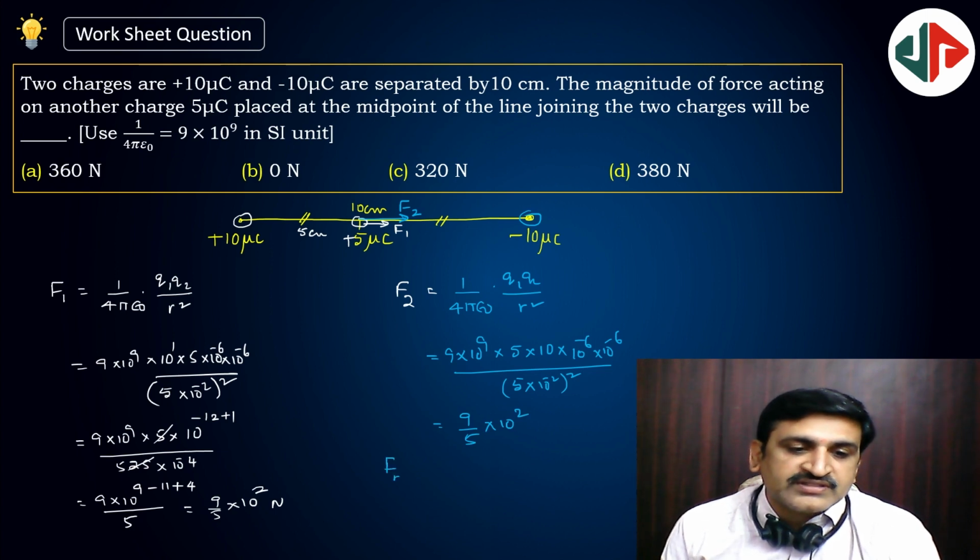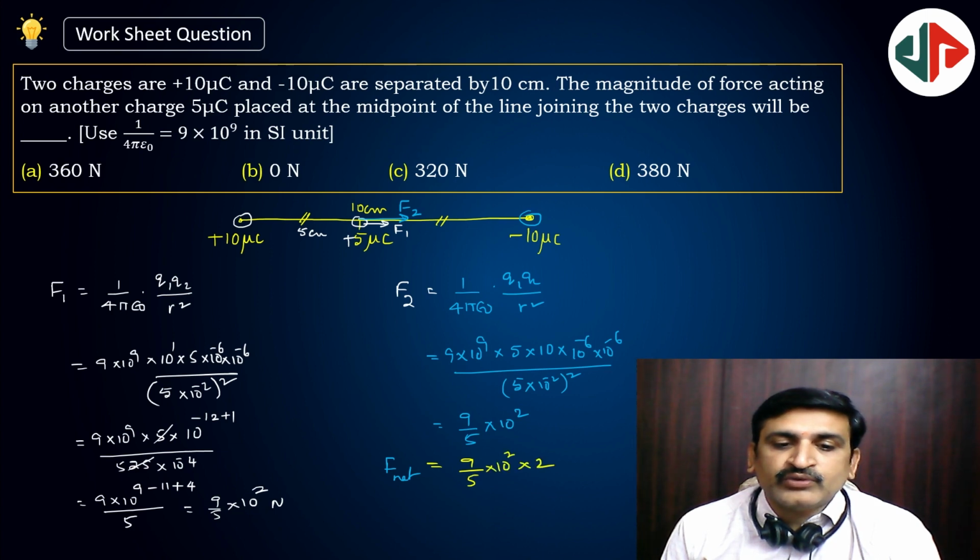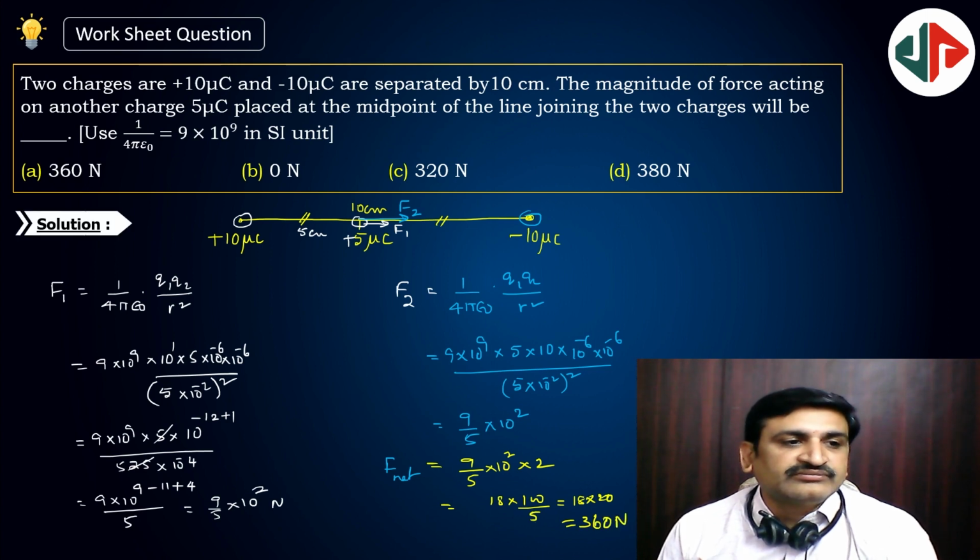Now the net force, F net, is equal to, both the forces being equal, 9 by 5 into 10 power 2 into 2. So 9 twos are 18, 18 into 100 by 5. 100 by 5 is 20. So 18 into 20, 2 18s are 36, 360 Newton. Option A, 360 Newton. Okay, next.